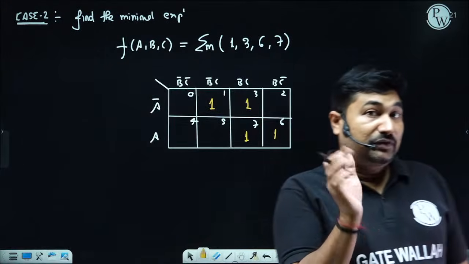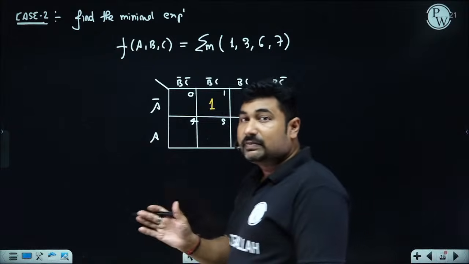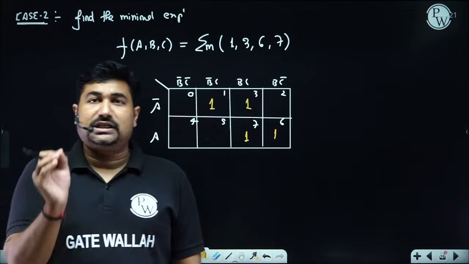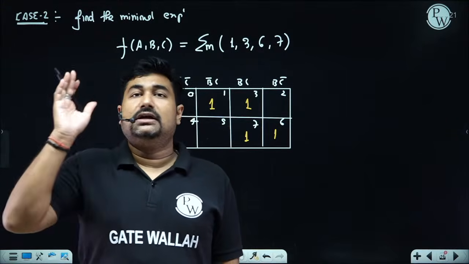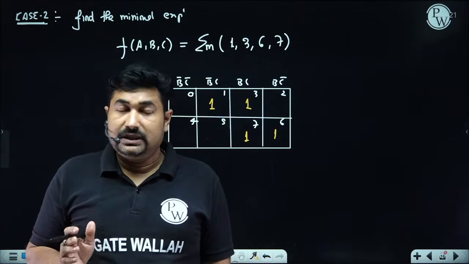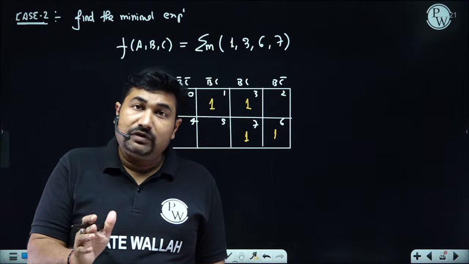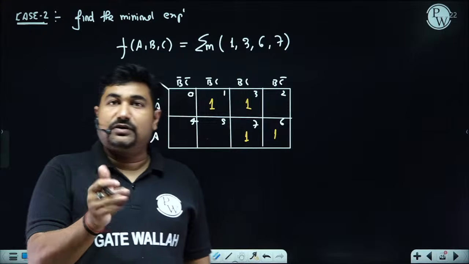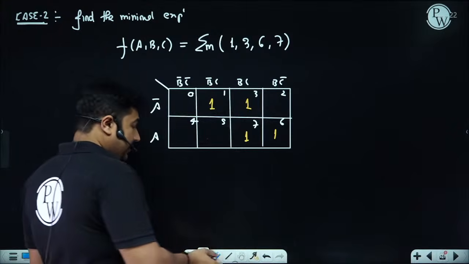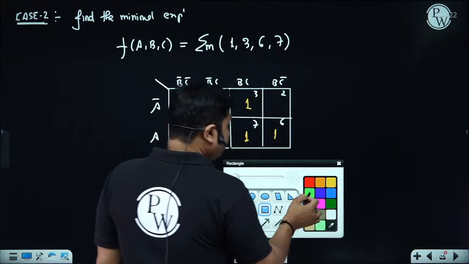First of all, you have to focus on EPIs, essential prime implicants, those groupings of logic level 1s which can be done in only one way, and it is essential to make that grouping. Only for logic level 1, not for logic level 0. You must follow this for logic level 1. Okay. Now, please observe here.